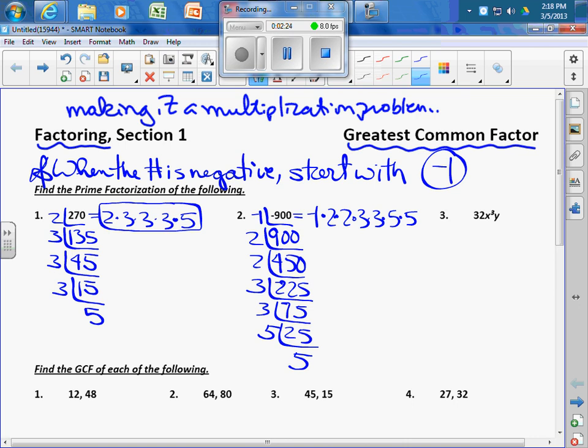Do you recall what 32 is, the prime factors? Well, it's 2 to the 5th power. So I'm going to write down 5 2's, 3 x's, and a y, and there are your prime factors for number 3.